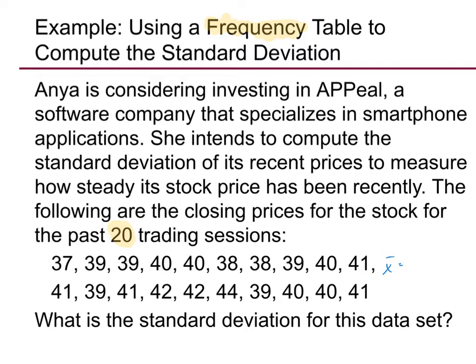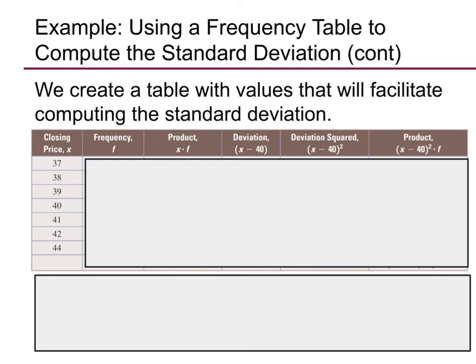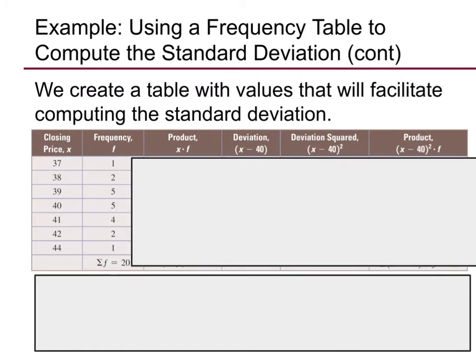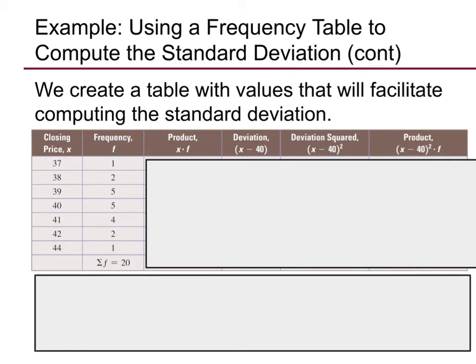If you add up all 20 of those numbers in your calculator, you will get 800. When you divide that by 20, the average for this data set is 40. x bar is 40. Now I'm going to show you what our frequency table looks like for this problem. We have the stock's closing prices listed out in the first column. You can look at the raw data and find the frequency for each price. So 37 appears once, 38 appears twice, 39 appears 5 times. If you add up all those frequencies, you get a sum of 20.